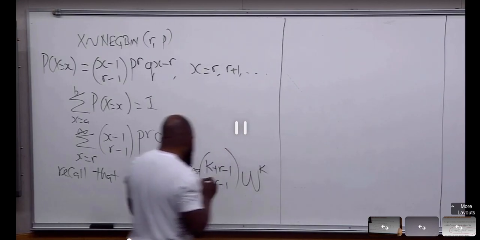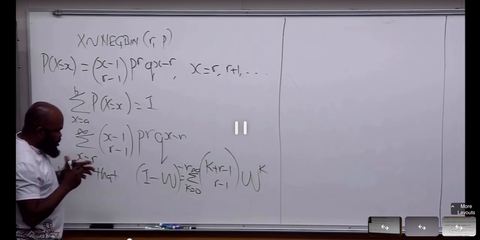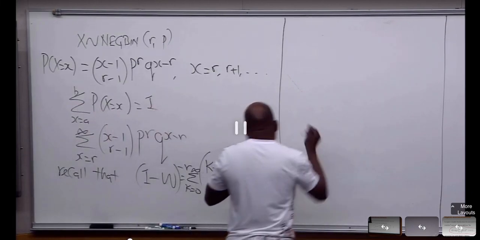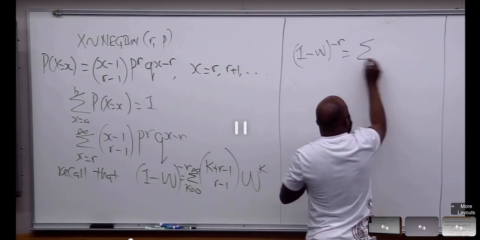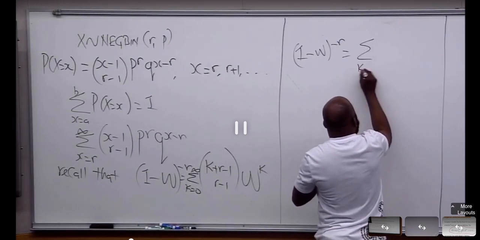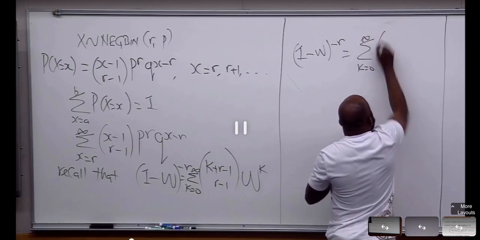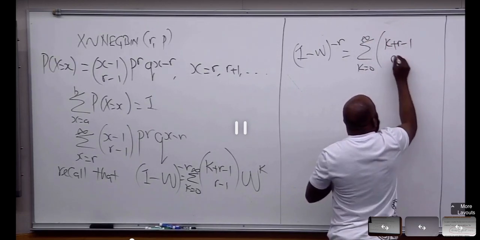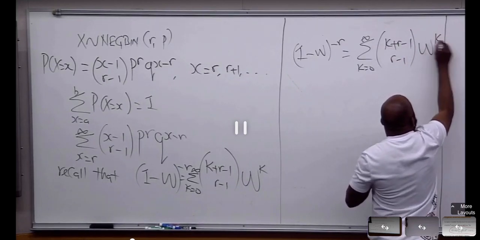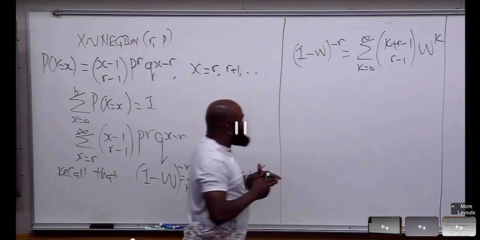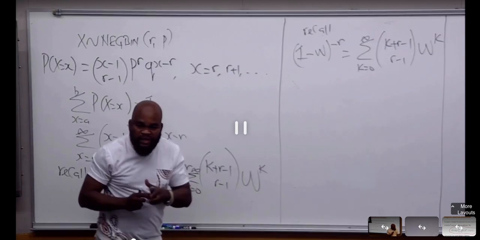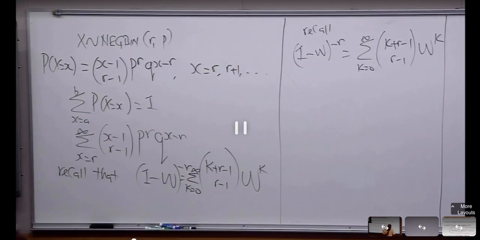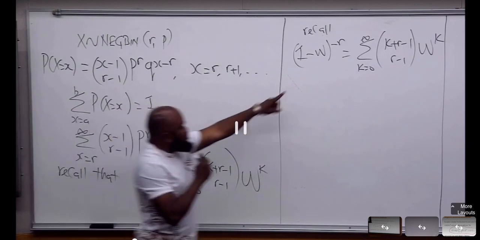Now if you take a look, let me write it here: 1 minus w raised to power negative r equals the summation k starts from 0 to infinity of (k plus r minus 1 choose r minus 1) w raised to power k. We are recalling that. Please pay attention. Like I said, I'm begging everyone, focus on the board. This is theory of statistics. Now I know that this one equals that one.